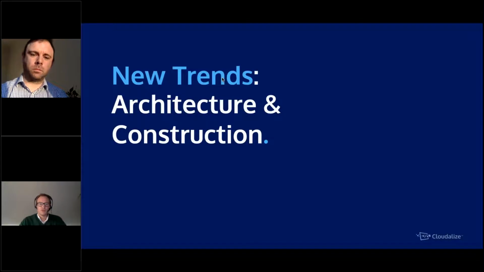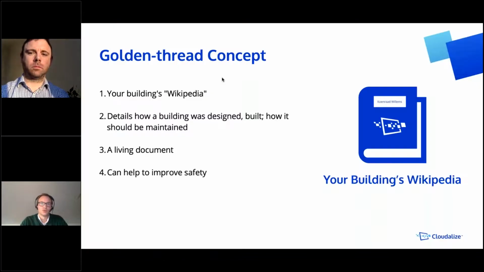Now, there are a few new trends in architecture. For example, we have the golden thread concept. Because of BIM, you already have a centralized and virtual model, and all the information, all the data about the building is already inside that model. So you have your building's Wikipedia.